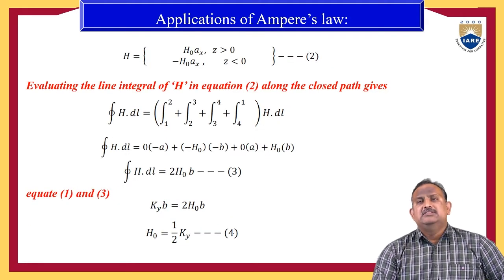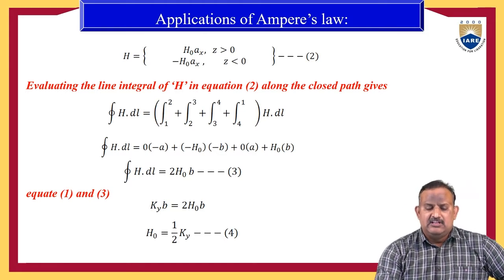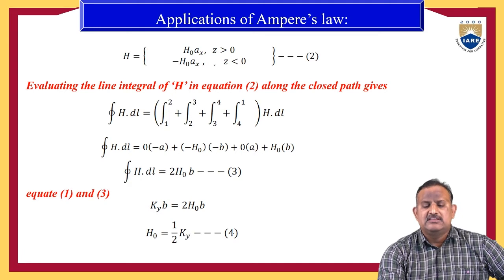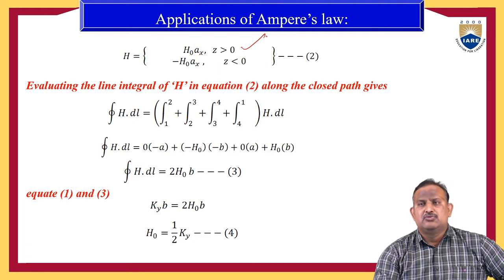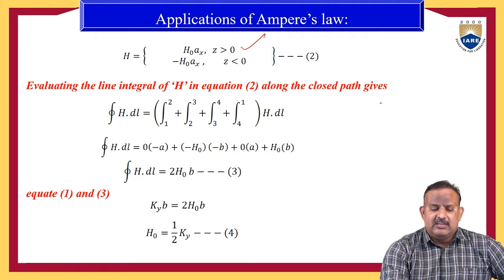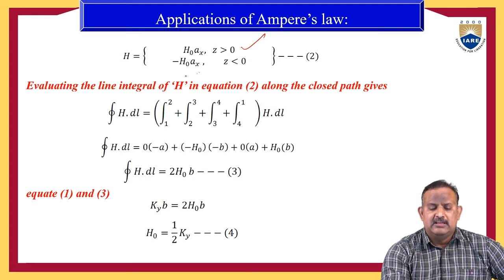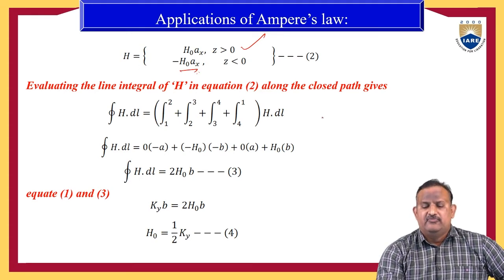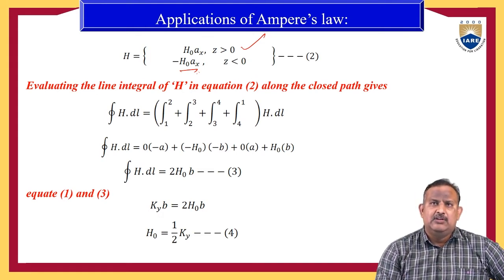Now, here I am defining the magnetic field for the positive and negative axis. Let us assume the magnetic field H is equal to H naught into ax if z is greater than 0, for the positive quadrant. The magnetic field intensity for the negative quadrant is H equal to minus H naught into ax for z less than 0. So like that you define the magnetic field intensity for positive and negative quadrants.